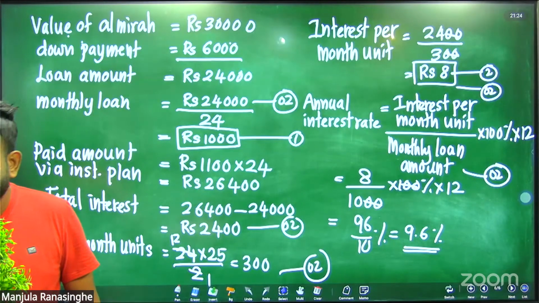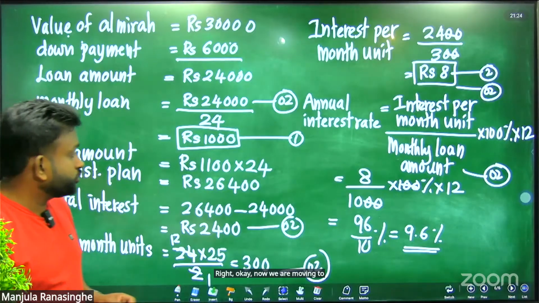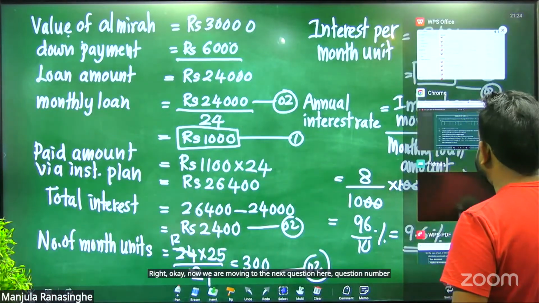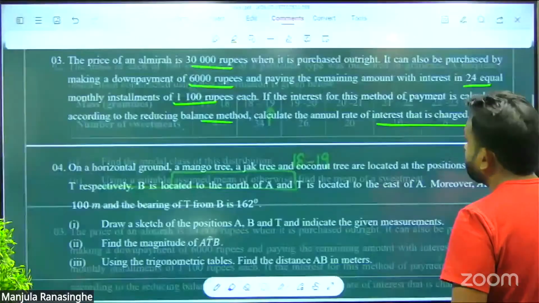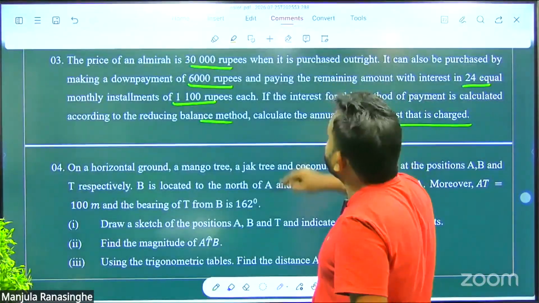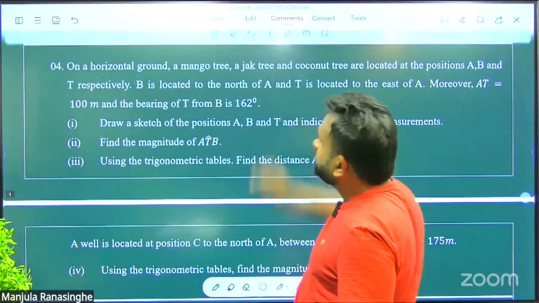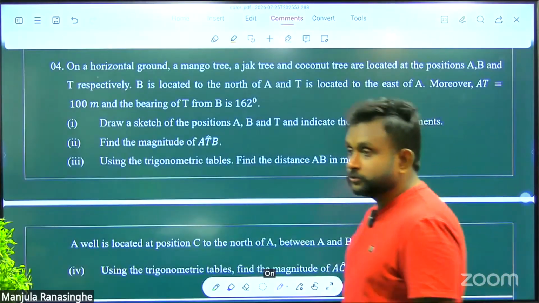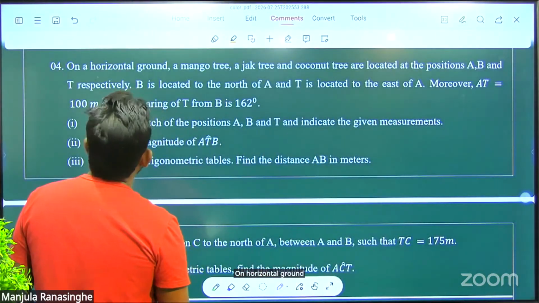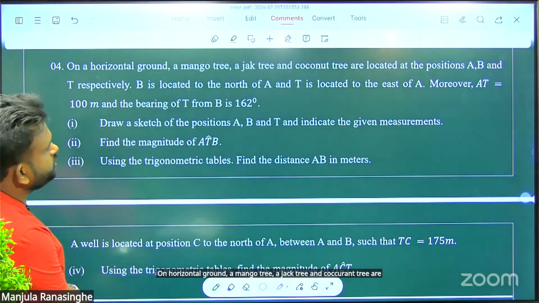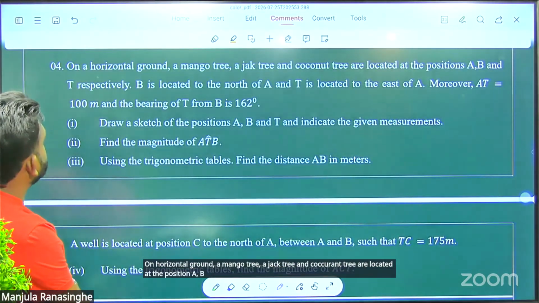Right. Okay, now we are moving to the next question here. Question number 4. Right. On a horizontal ground, a mango tree, a jack tree, and a coconut tree are located at the positions A, B, and T respectively. Right.